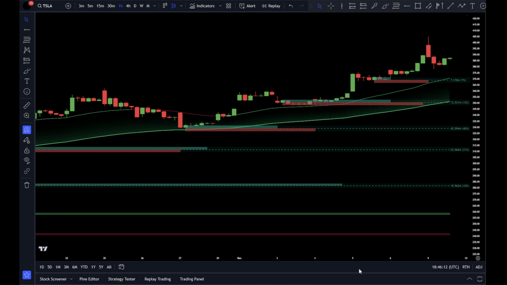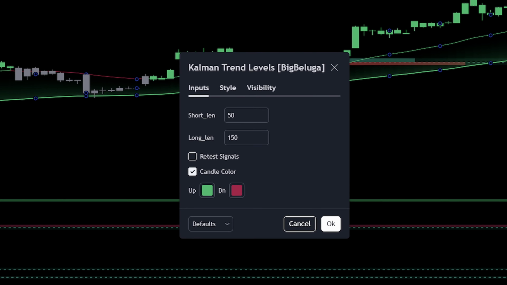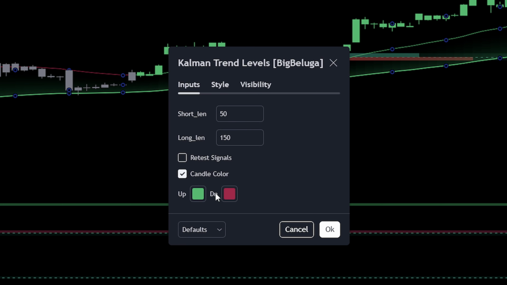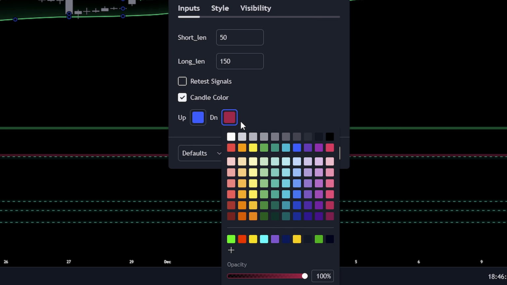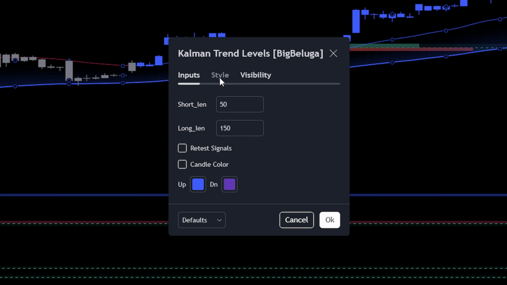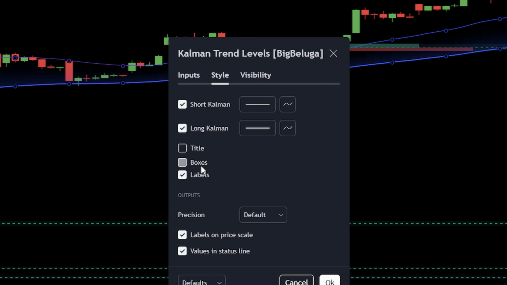Now click OK. For the Kalman Trend Level settings, I kept the default length for both lines. I changed the colors to blue and purple, disabled the candle color option, and in the style section, I turned off titles, boxes, and labels. Before diving into the exact trading rules, let's first understand how the key components of this strategy work and how we're going to use them.